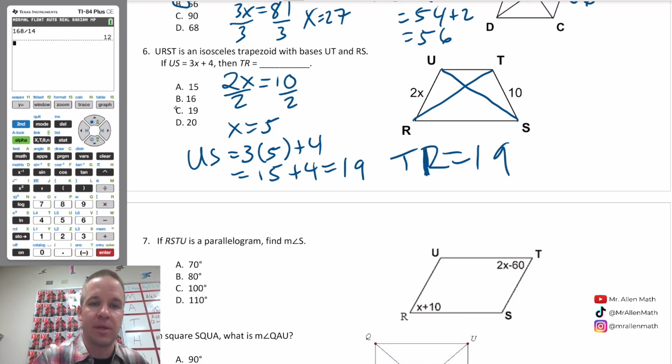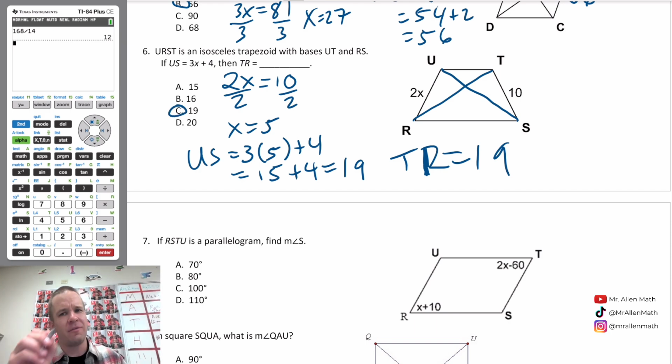I messed up that R. Sloppy letters. This thing's like vertical. It's a little tough to write on, but I'm dealing with it.